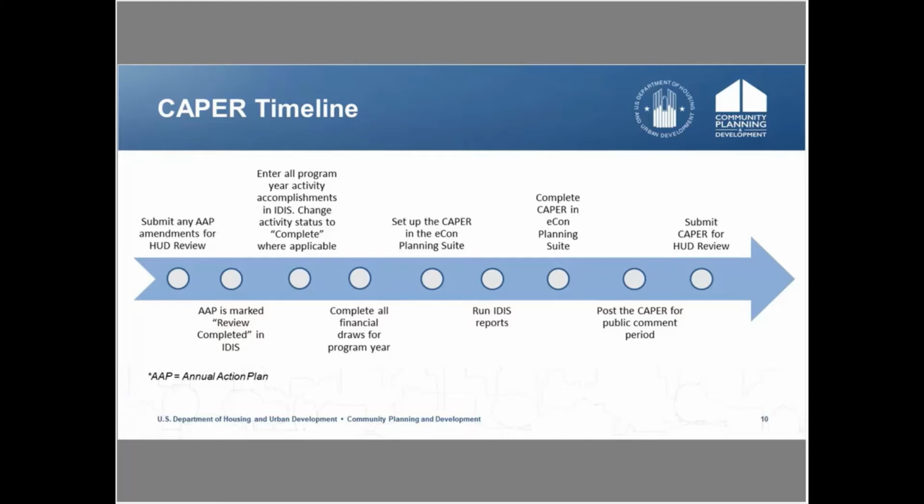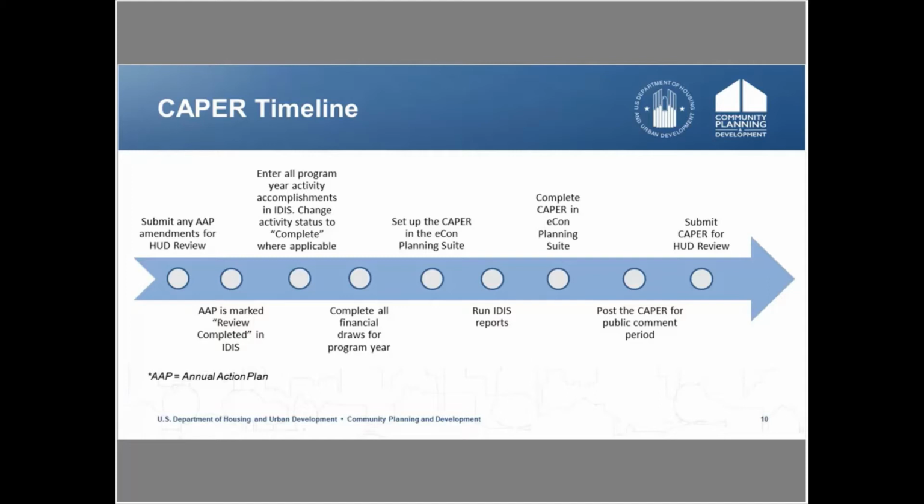There are certain reports you can run in IDIS to help review data from the program year and cross-check the auto-populated data in the CAPER template. There are also reports that must be submitted along with your CAPER, such as PR26 and PR28 financial summary reports. And Joel is going to go into more detail about those reports shortly.